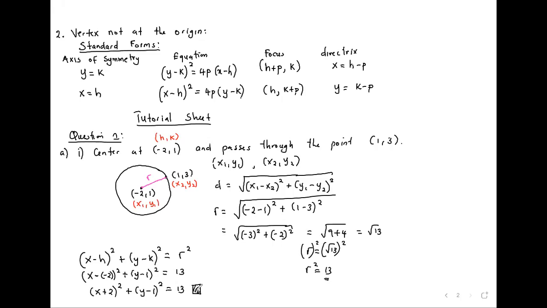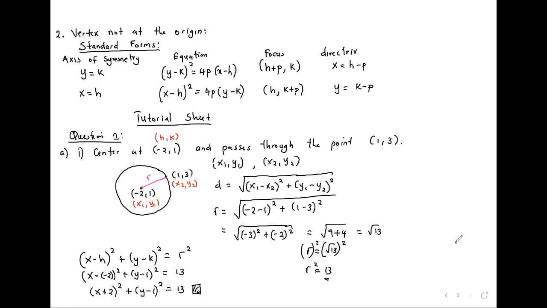Okay, then we got the second one. We are told that we should find the equation of a circle satisfying the given information. So what information is this? That it passes through the points 2, 3, 3, 2, and negative 4, 3.